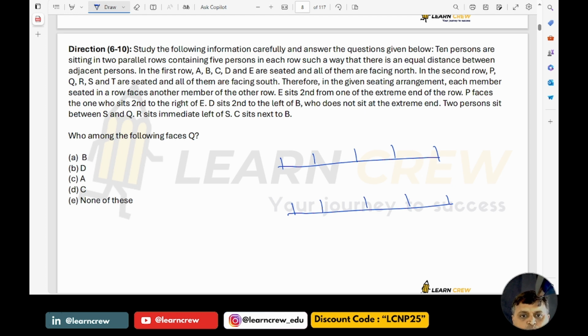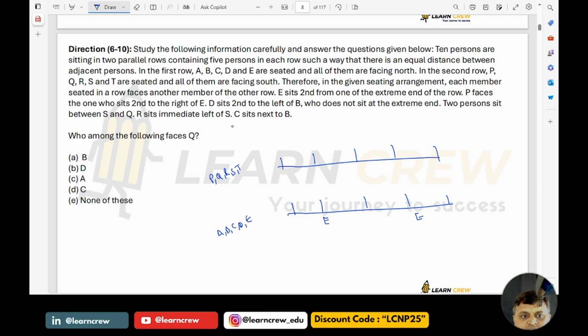In the first row, A, B, C, D, E are seated, all of them facing north. So here we have A, B, C, D, E, and in the other row we have P, Q, R, S, T. Each member seated in a row faces another member. E sits second from one of the extreme ends. So E can be here or here. P faces the one who sits second to the right of E.